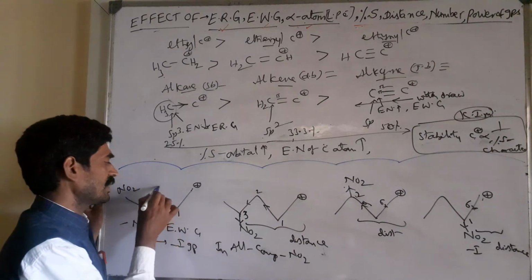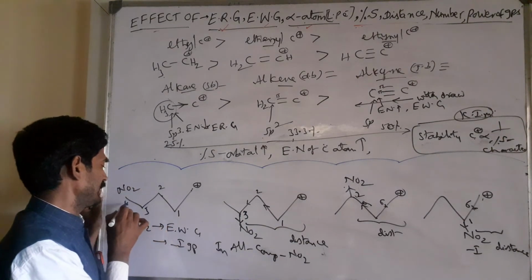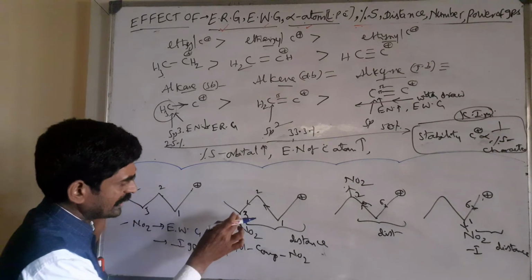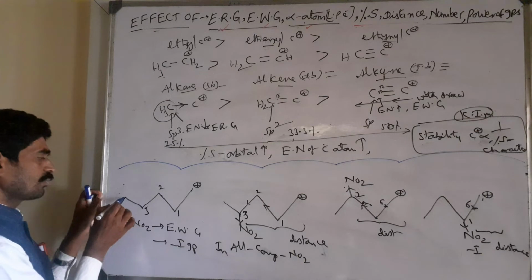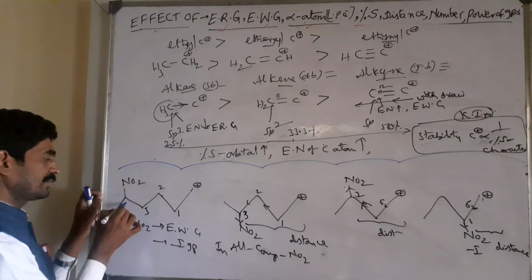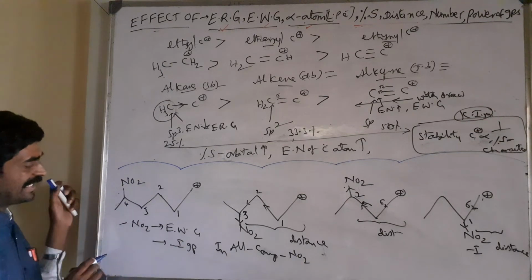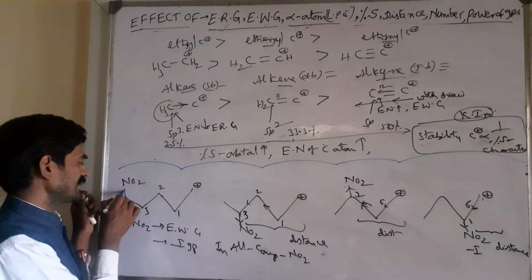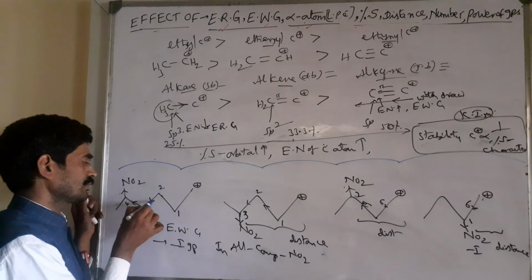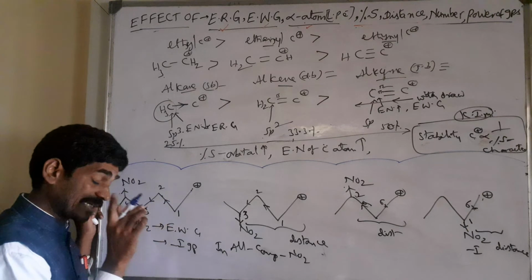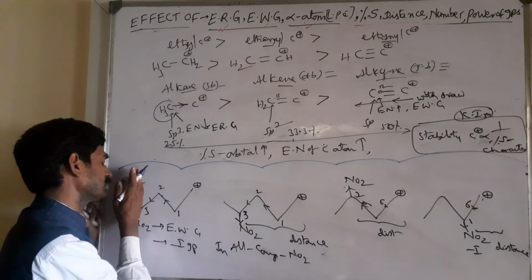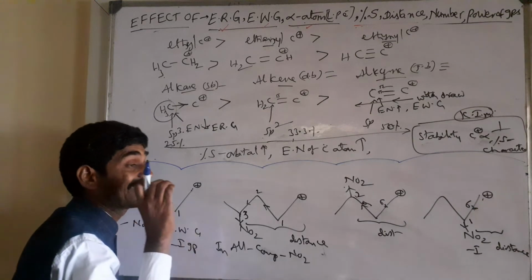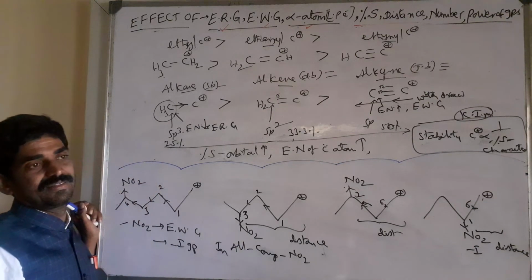But what about here? With respect to the carbocation, the NO2 group is bonded to the third carbon, and here it is bonded to the fourth carbon. So it is also withdrawing electrons, and sigma electrons are migrated. But keep in mind, the inductive effect operates up to the third carbon. After that, the effect is negligible.